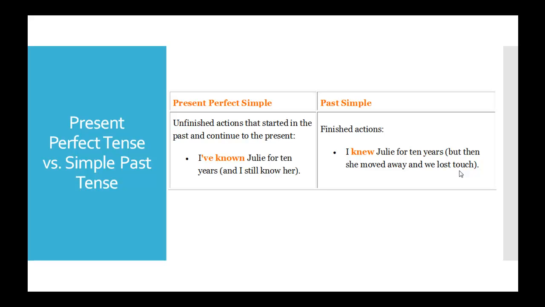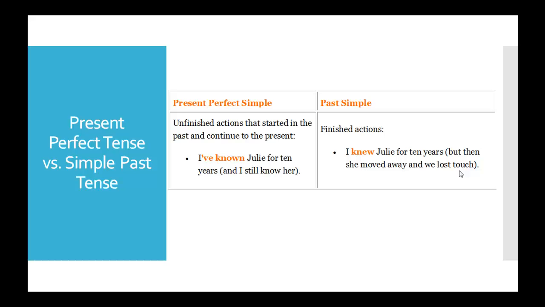Present perfect tense can refer to unfinished actions that started in the past and continue to the present. For example, I have known Julie for 10 years and I still know her. Whereas, if we use past simple, it refers to finished actions. We will have the sentence, I knew Julie for 10 years, but then she moved away and we lost touch. So, if past simple tense is used, then we know that this is a completed action that finished in the past.